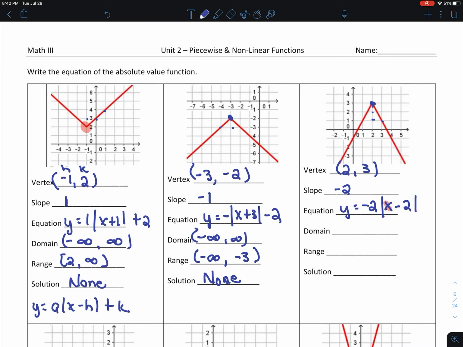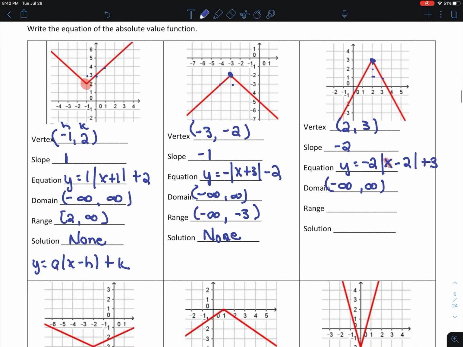x minus 2, plus 3. My domain is always -infinity to infinity. My range, since I started at 3, goes from -infinity to 3. That should be a bracket. That should have been a bracket here.